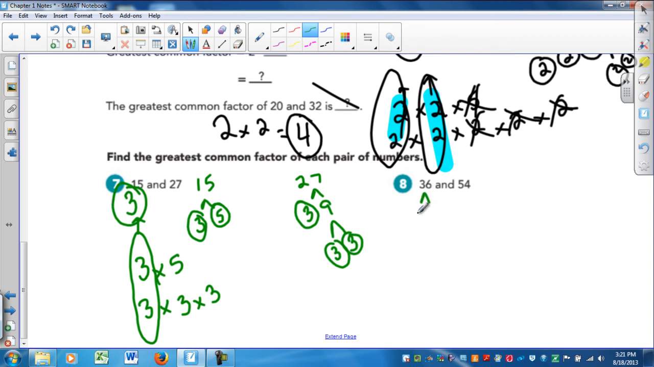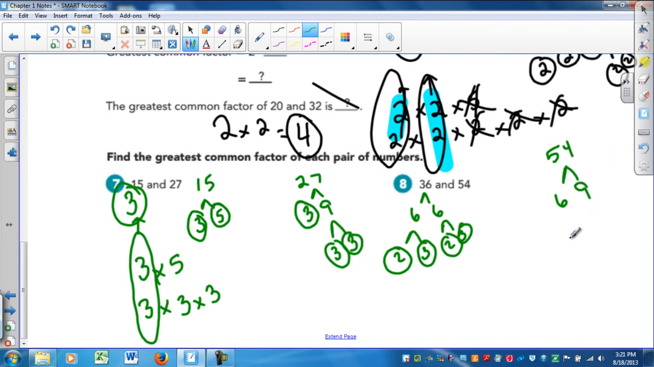I'm going to split this. 36 could become 6 times 6, 9 times 4, 12 times 3, whatever you want to do. I'm just going to do 6 and 6. Then that breaks down to 2 times 3. Those are prime. And 2 times 3. Okay? 54 I'll do over here. And hopefully you're getting these correct because you should be checking.